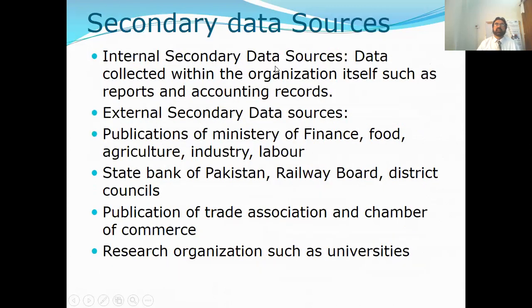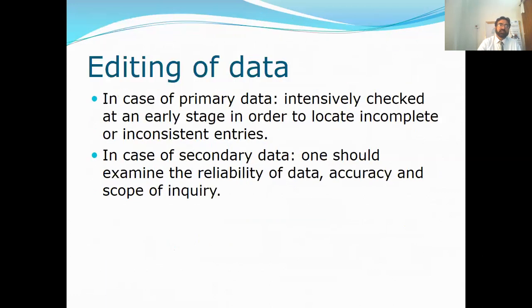Secondary data: internal secondary data sources are data collected within the organization itself, such as reports and accounting records. External secondary data sources include publications of the Ministry of Finance, Food, Agriculture, Industry, and Labor. These are self-explanatory. If you have any question or any query that you do not understand, or your concept is not clear, you can write in the feedback. Also the State Bank of Pakistan, Railways, District Councils, publications of trade associations and chambers of commerce, and research organizations such as universities are all secondary sources of data.